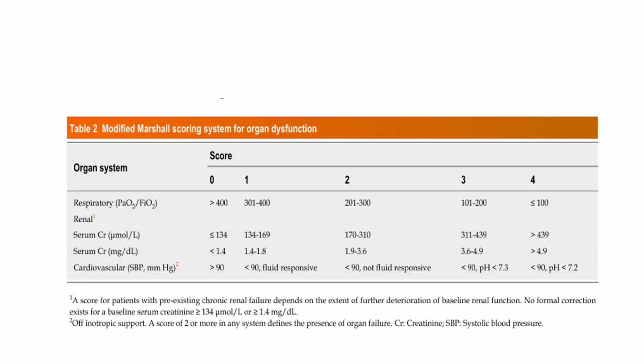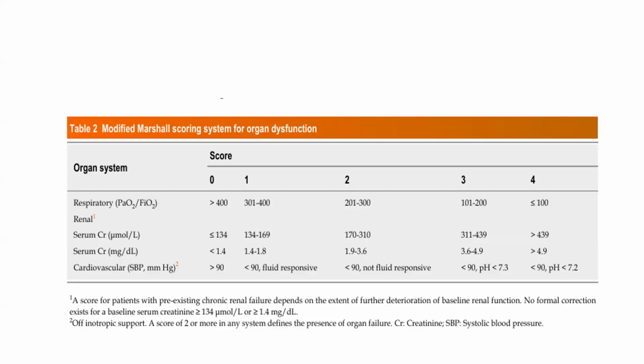Then about the cardiovascular system, 0 if systolic blood pressure is more than 90, 1 score if less than 90 but fluid responsive, 2 score if less than 90 not fluid responsive, 3 score if less than 90 with pH less than 7.3, 4 score if less than 90 with pH less than 7.2.